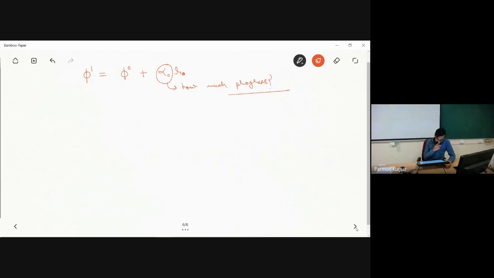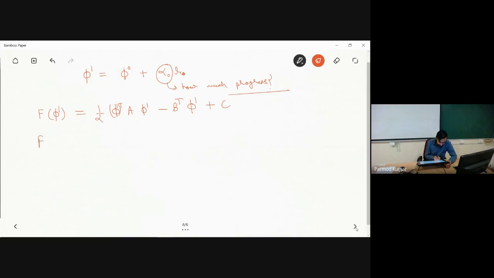So for finding out alpha naught, let us utilize once again the function only. If I have to find out the value of the function at the first iteration, it will be equal to half phi1 transpose A phi1 minus b transpose phi1 plus c. Now I can replace this phi1 with phi naught plus alpha naught into r naught.